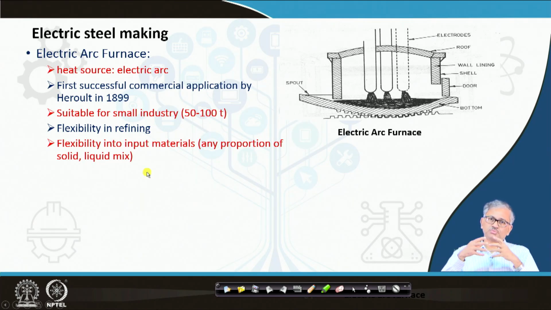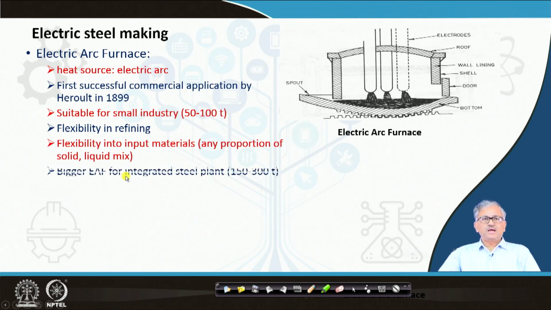You can take any proportion of hot metal if required, because if you want to use this furnace in an integrated steel plant, that is possible nowadays, and you can take any kind of raw metal mix. A bigger EAF for an integrated steel plant is also 150 to 300 ton. Now it is also coming.